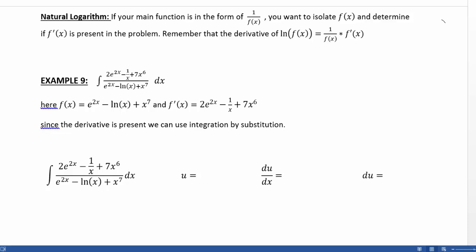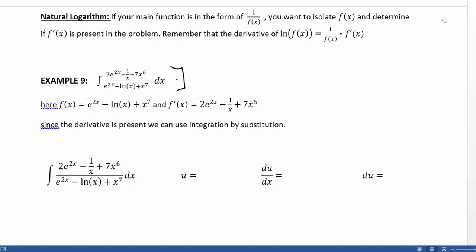Remember, when we took the derivative using the chain rule of the natural log of f of x, we got 1 over f of x times f prime of x. So we want to make sure that whatever is in the denominator has its related derivative in the problem as well. Example 9. So notice here that we have a function over another function.